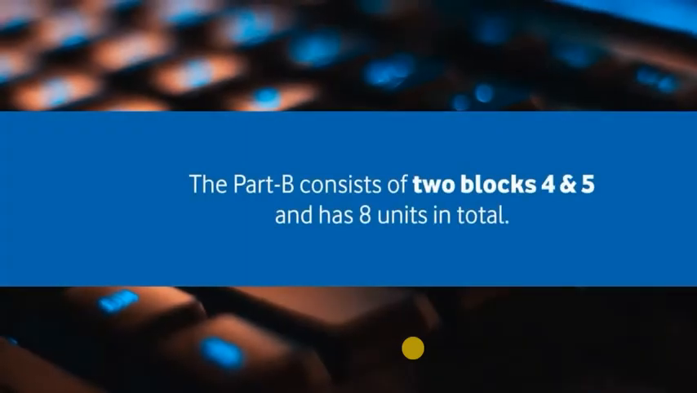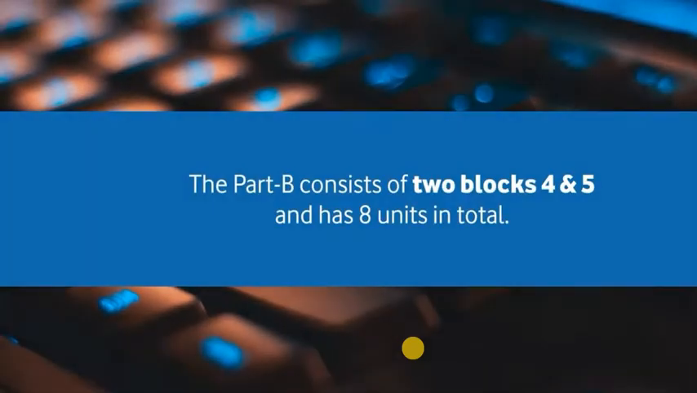And if we talk about part B, it consists of 2 blocks, 4 and 5, and has 8 units in total. So what I mean to say, this particular course has been bifurcated into 12 weeks, and in each week you will find certain teaching assistants, certain quizzes, and on the other hand certain videos. Roughly in each week you will have 2 to 3 videos, and each video is talking about the curtain raiser to the themes, and then talking about how you are going to apply.